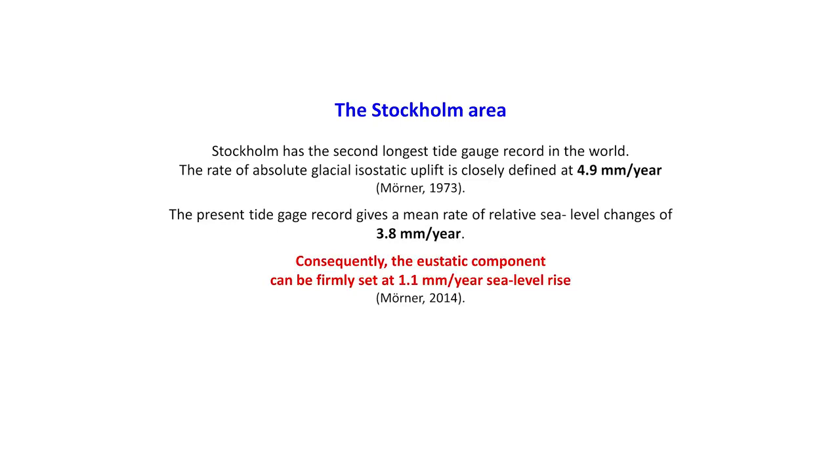The Stockholm area has the longest tide gauge, the second longest, and the absolute isobase is 4.9 millimeter per year. It has been so for 3,000 years. And superimposed on this are, of course, the eustatic changes. So in the last period, there is a relative sea level fall of 3.8. Everyone can subtract this from that, and it gets 1.1. So 1.1 is the absolute sea level in the Baltic, and nothing else.